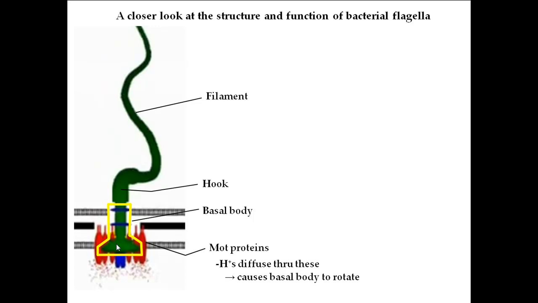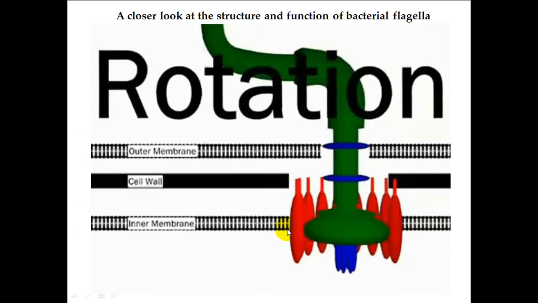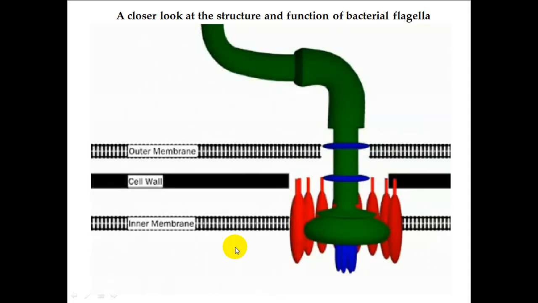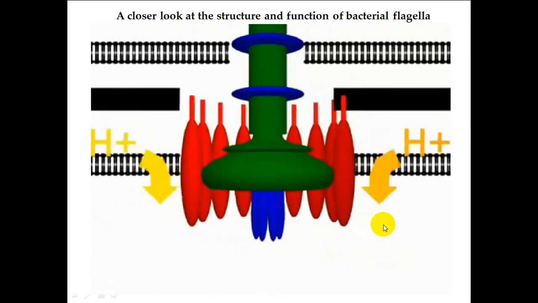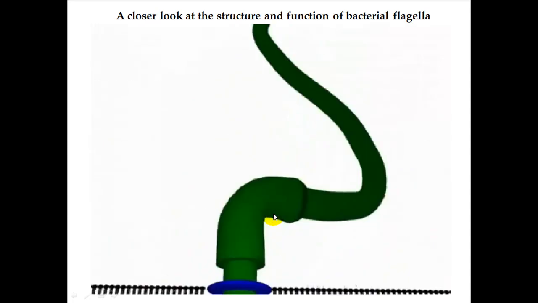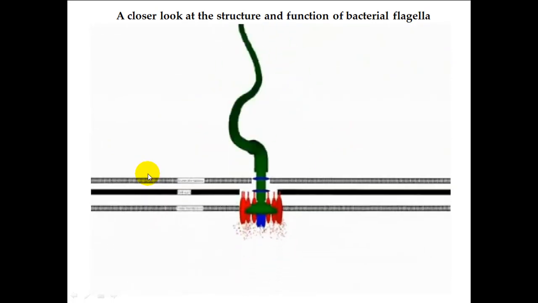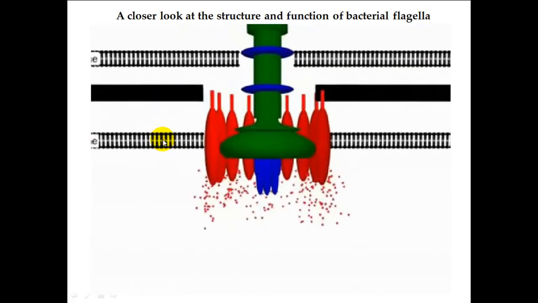If you could see what all of this looks like in action, it would look something like this. You have the basal body, hook, and filament. Here is where the protons are going to diffuse through these MOT proteins. When those protons diffuse through, it causes spinning of the basal body, which then causes spinning of the filament, and that's what allows the bacterium to get propelled through the fluid.